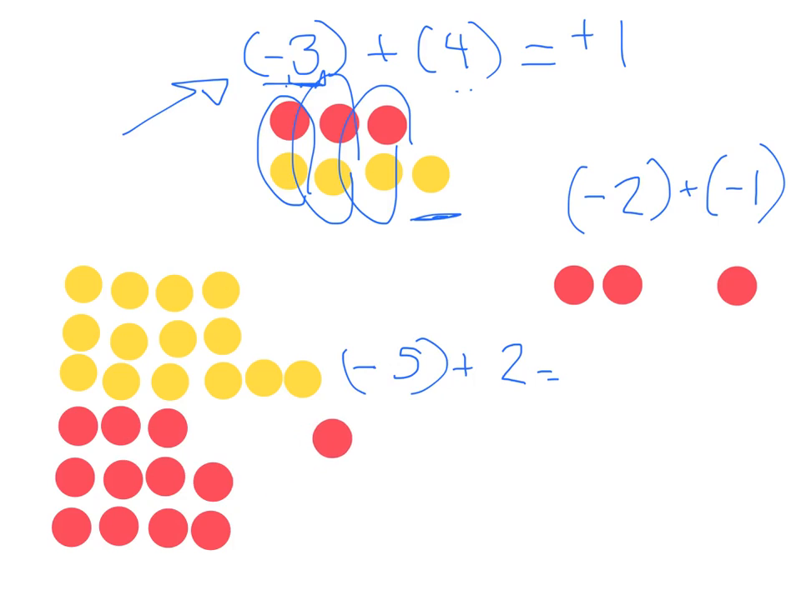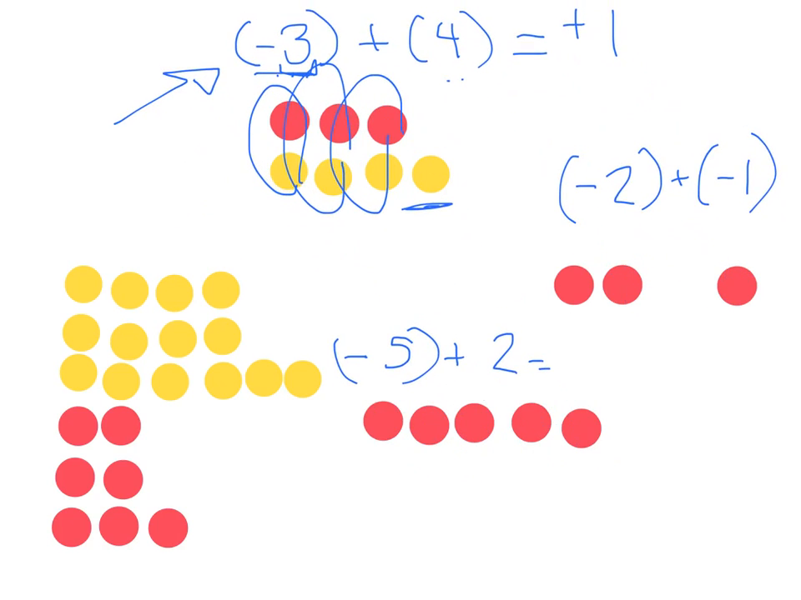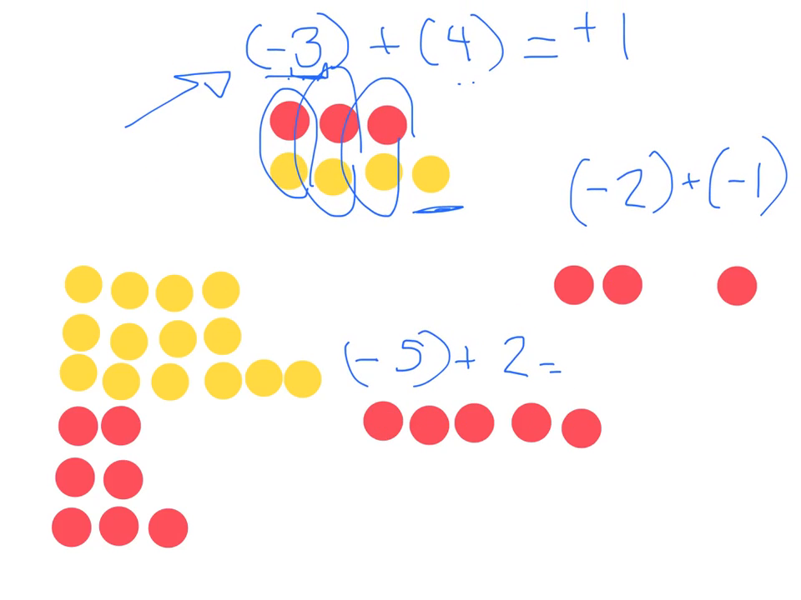So if we have 1, 2, 3, 4, 5, and then I'm going to have 2 positives. Looking at my zero pairs, 1, 2. I have 3 left over. So my answer is negative 3.